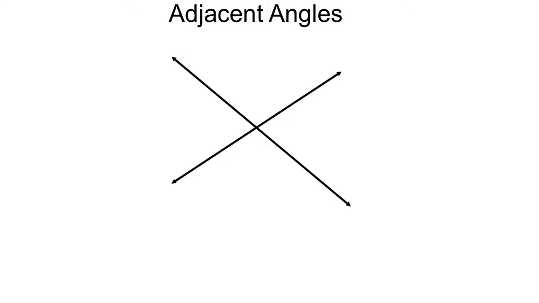And we can see that four angles are formed. The 1, 2, 3, and 4. So if I want to look at which two angles are adjacent angles, adjacent means next to each other. So adjacent angles are going to be angles that are formed by two intersecting lines and that share a common line or a common side.